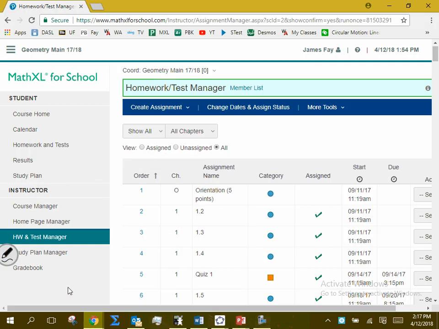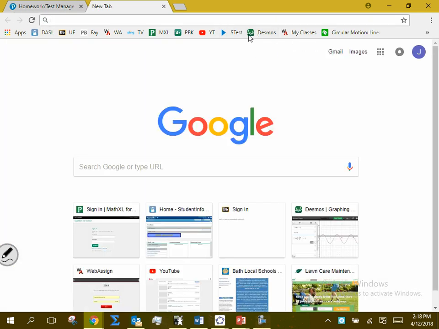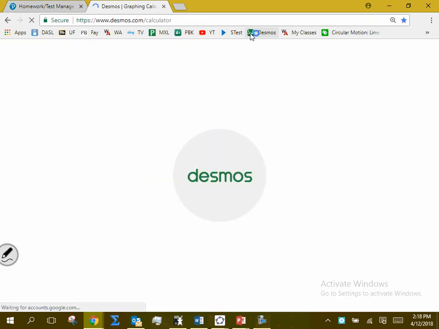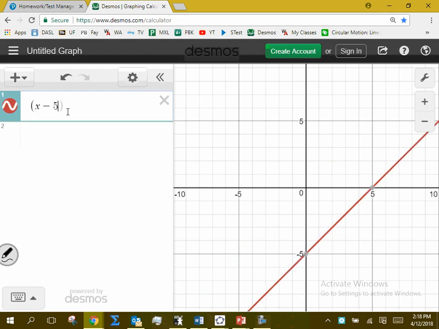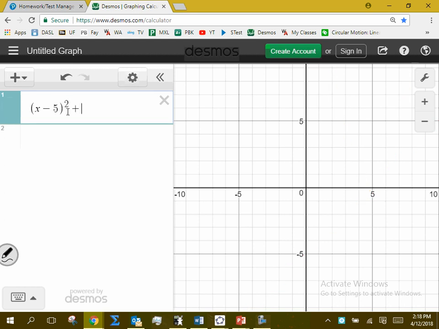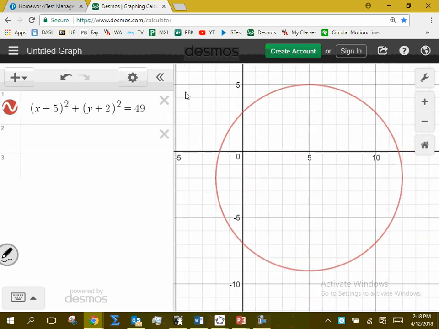Desmos and GeoGebra as well are what we refer to as implicit graphers. Basically meaning the way you wrote it by hand, you can type that in. So I think we had what? (x - 5) squared plus (y + 2) squared equals 49. You can type that in, and it gives you that circle.